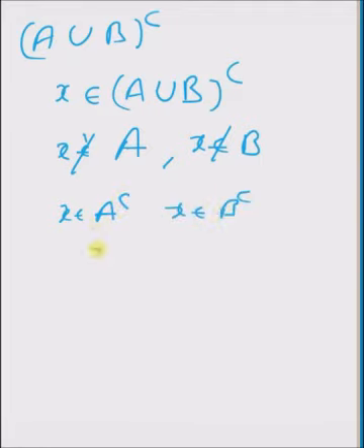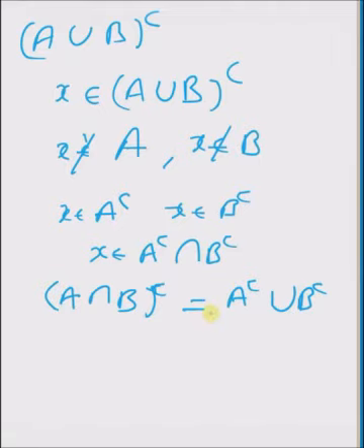Similarly, the second law is A intersection B whole complement is equal to A complement union B complement. This law can also be proved along the same lines.